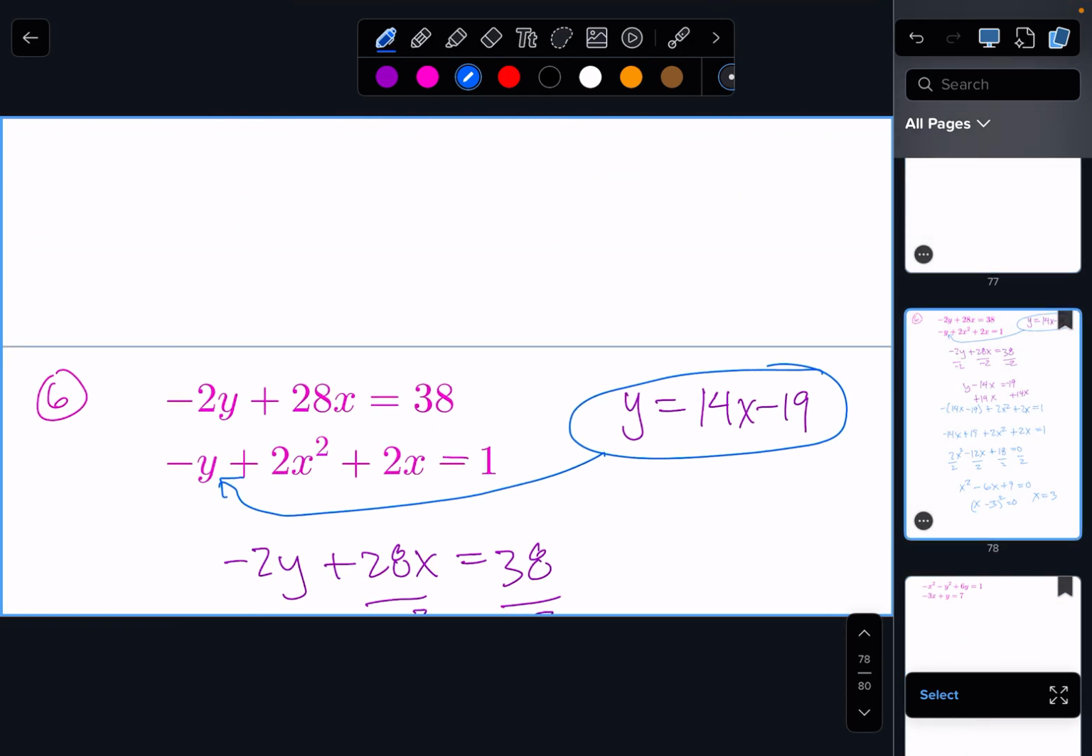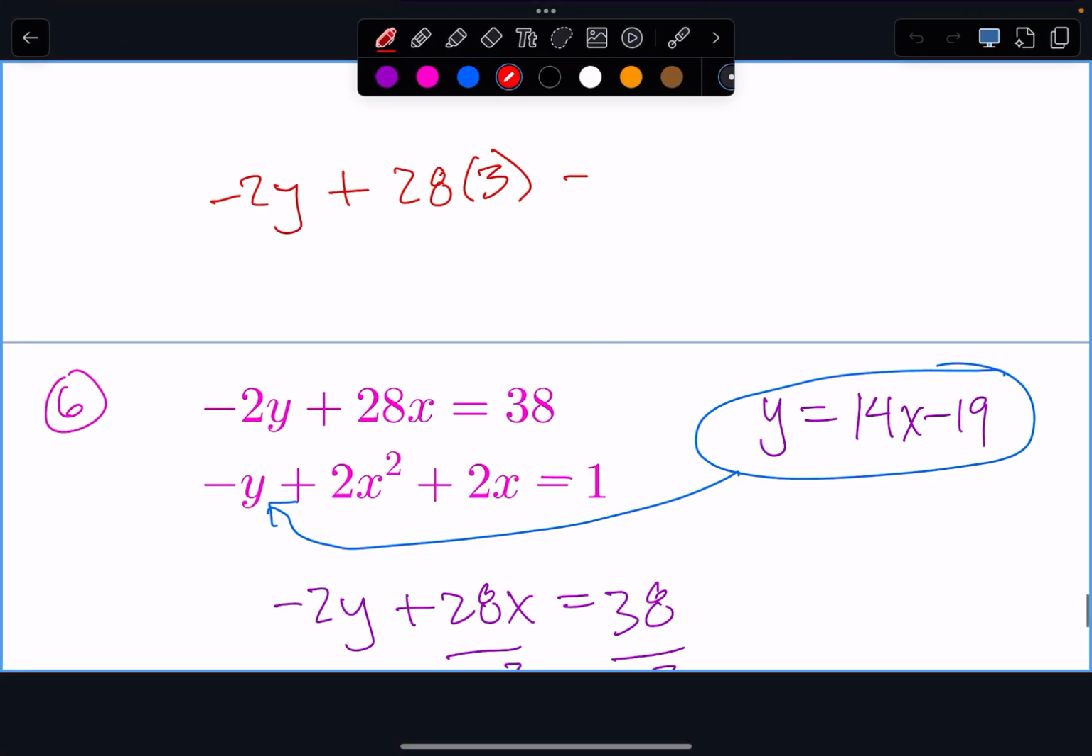So I'm going to go back up here and negative 2y plus 28 times 3 equals... I don't know what 28 times 3 is. 25 times 3 is 75, plus 9, 84. 25 times 3 is 75, so you'd have to add 9 more. Okay, 2y.